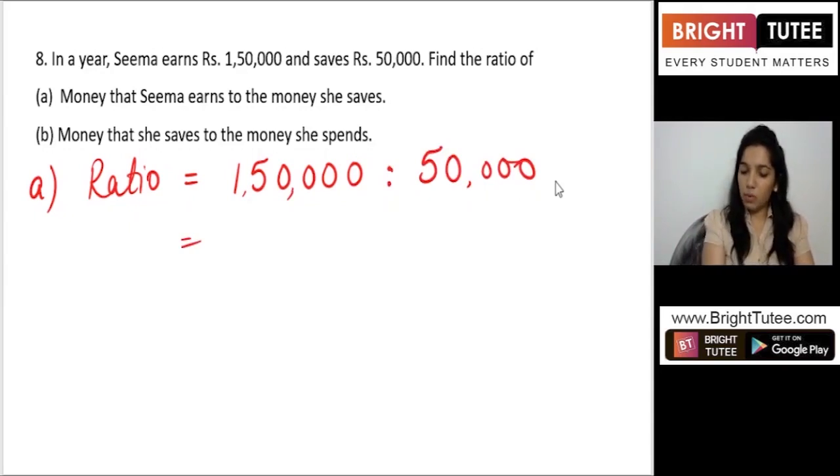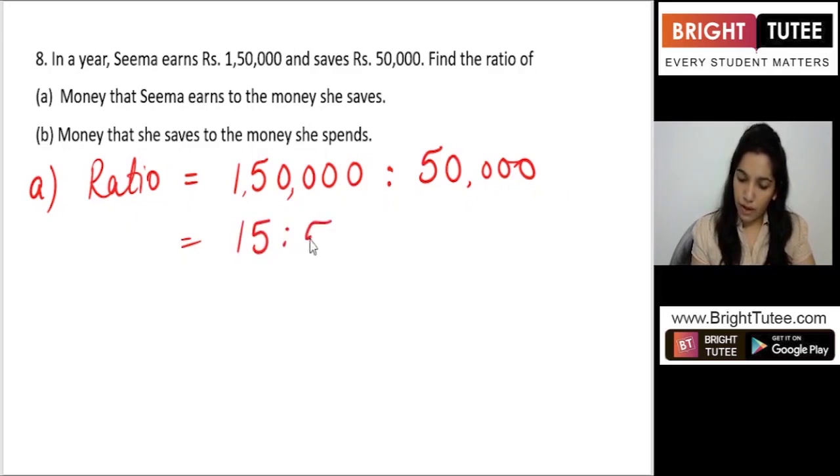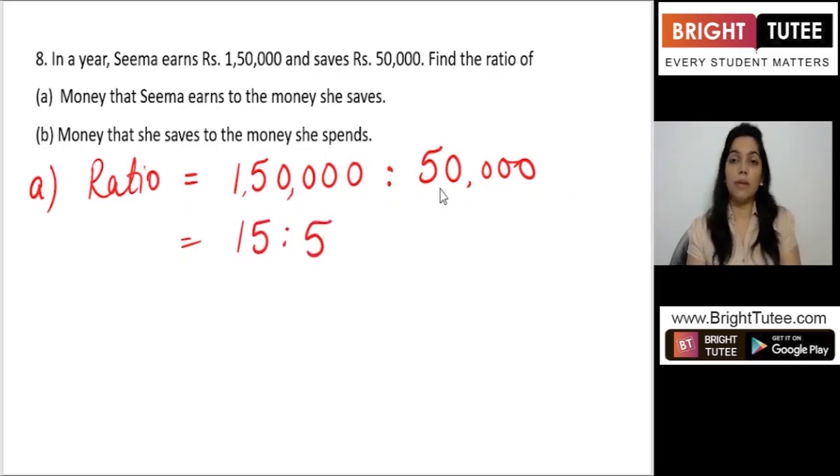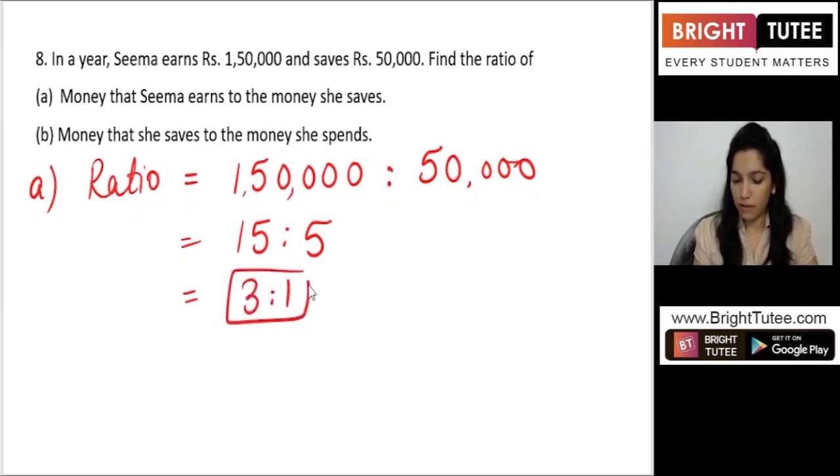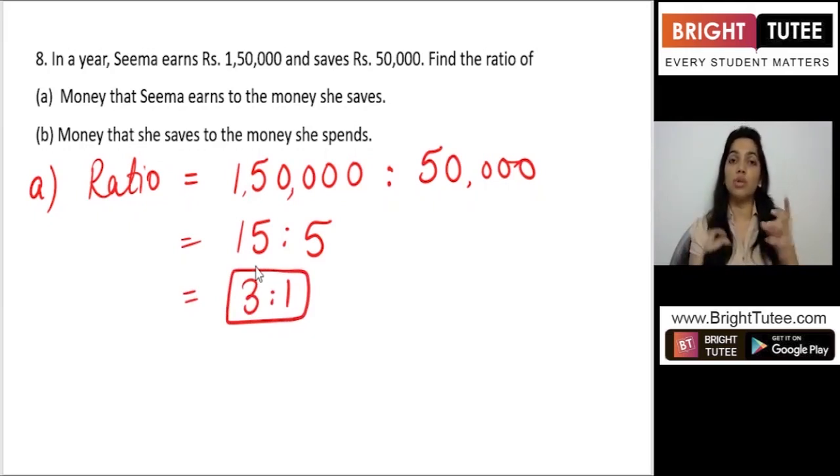Now let us simplify this. Clearly we can divide both these numbers by 10,000. It will give 15:5, right? In the first step I have divided both of them by 10,000. Now clearly we can further simplify this by dividing both these numbers by 5. So it will be 3:1. So this is the final answer. She is earning thrice of what she is saving. I hope you are clear about what you understand by ratio.